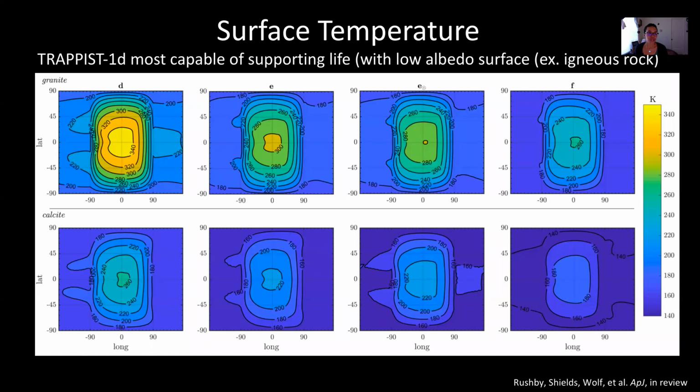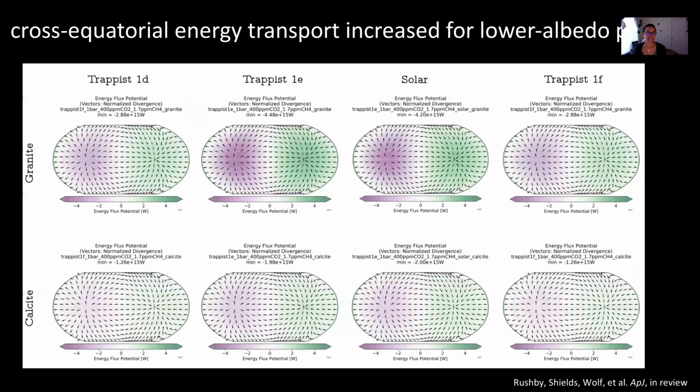And when we look at surface temperature more broadly across these planets, assuming synchronously rotating configurations, we find that the TRAPPIST-1d planet is the most capable of supporting life with this sort of low albedo surface, something like an igneous rock. And that greater amount of heat absorption on the lowest albedo surface planet, so assuming the lowest albedo surface like granite, ends up affecting what's going on in the atmosphere. We have a lot more cross-equatorial energy transport on these planets in the lower albedo case compared to the higher albedo case.